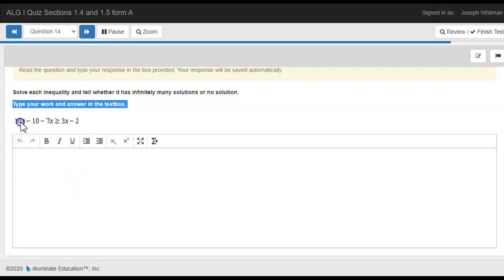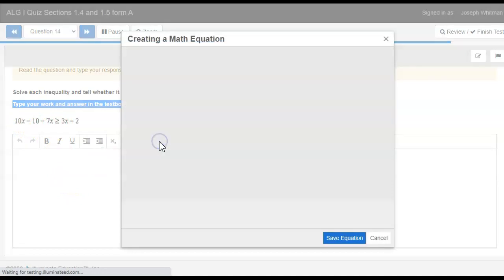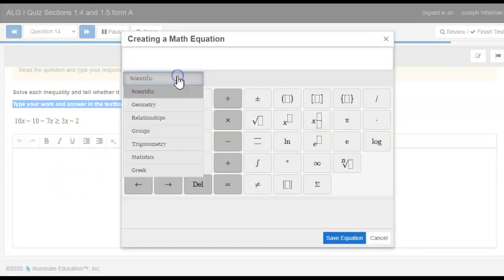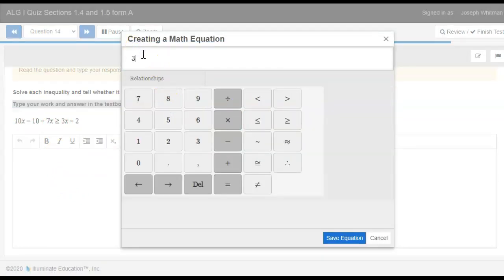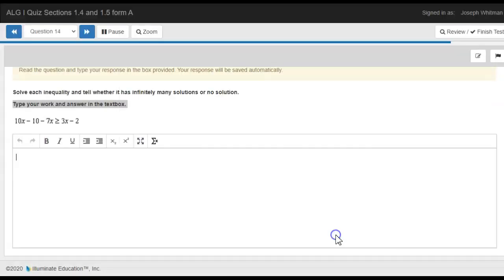First things first, here I have to combine my 10x and my negative 7x. So we pull up our equation editor, change this to relationships. I have 3x because I combined the 10x and the negative 7x. Those x's combine to get 3x minus 10. Still have this here. Now on this side I have 3x minus 2. Save that equation. Okay. Now I need to get my x's to the same side.